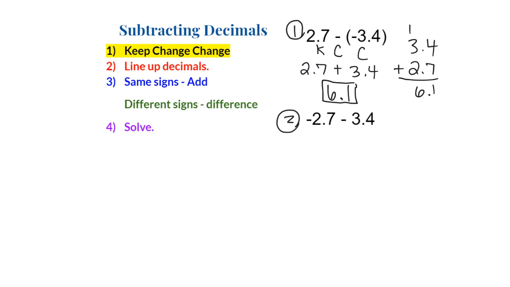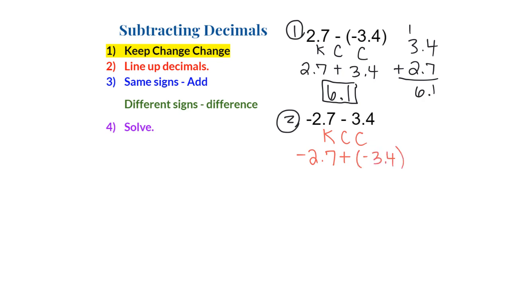The next question, I've got a little bit different of an example. It says negative 2.7 minus 3.4. Again, I'm going to start with keep, change, change because we are subtracting decimals. So I'm going to keep negative 2.7, change subtraction to addition, and change 3.4 to negative 3.4.